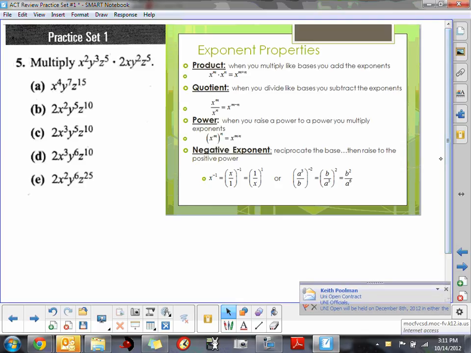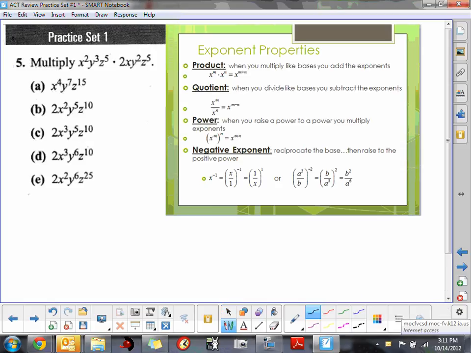As I mentioned earlier, the other one that we need to pay attention to on this one is our product rule. Our product rule says when we multiply like bases, we have to add exponents. So the like bases that I'm identifying are x and x. This is x to the second and x to the first. So if I add those exponents, it's x to the third.